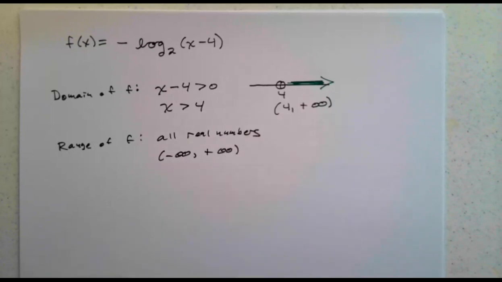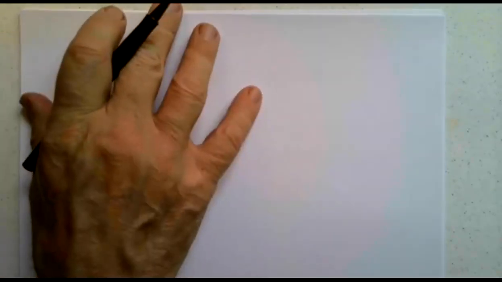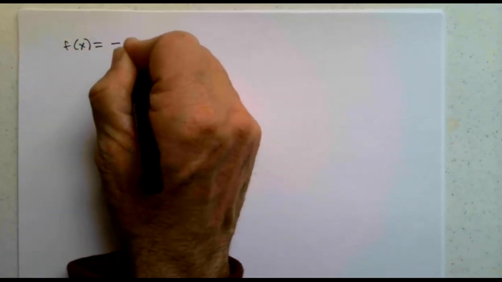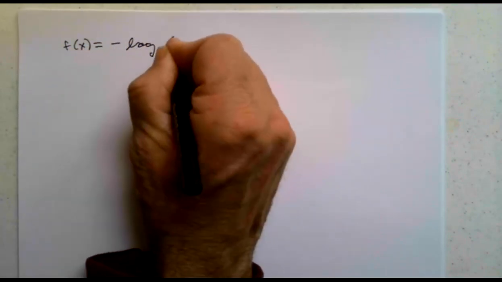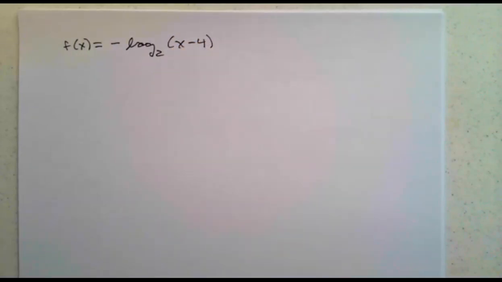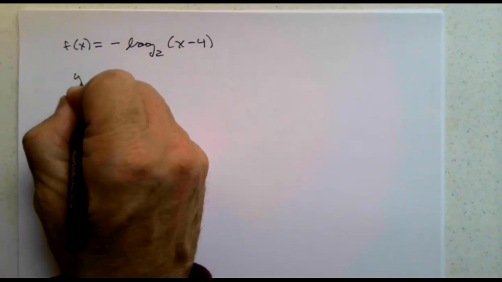Now let's put that aside. We're going to do some analysis with this later. But I want a graph. I want to graph f next. Let's do that with some point plotting. We have the graph currently on Desmos. So I have f of x is negative log base 2 of x minus 4. And let's assume that we didn't have a grapher. We wanted to graph it by hand. How are we going to identify points to do that?